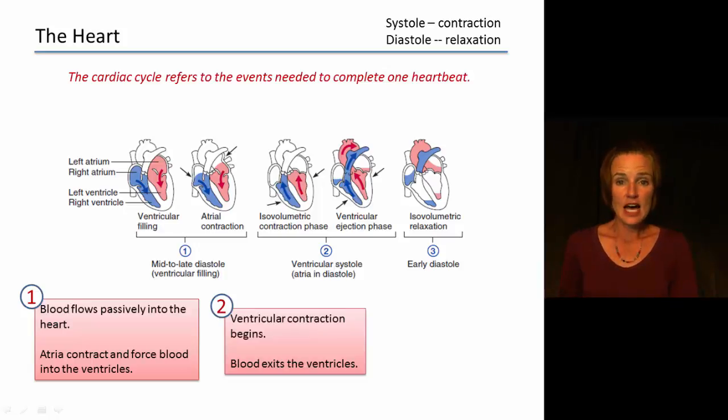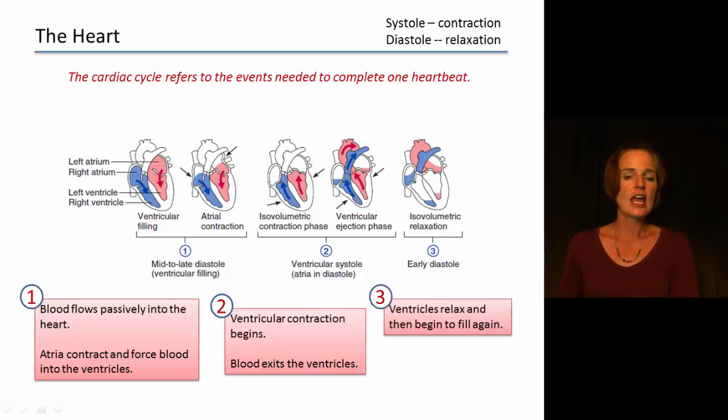Step 2 is that the ventricular contraction is going to begin, and as the ventricles contract, this is going to push the blood out. So the blood is going to exit the ventricles, and step 3 is that the ventricles relax, and as they relax, they begin to fill up again. So that is really what is taking place when we talk about one heartbeat.